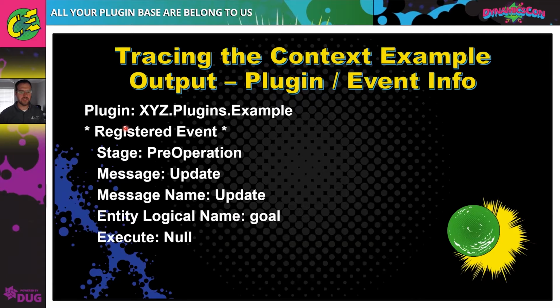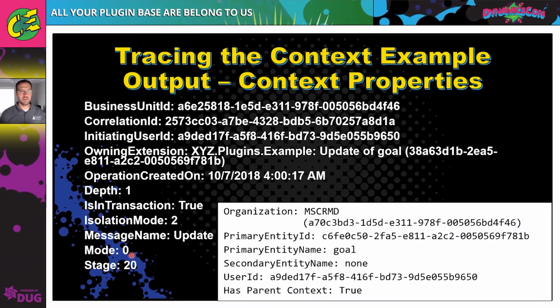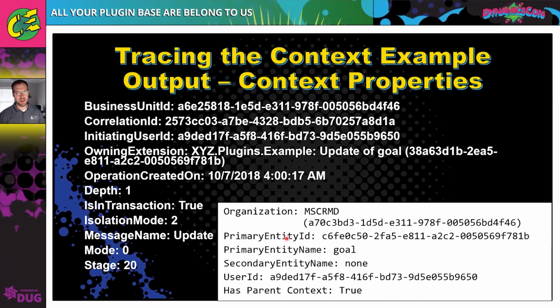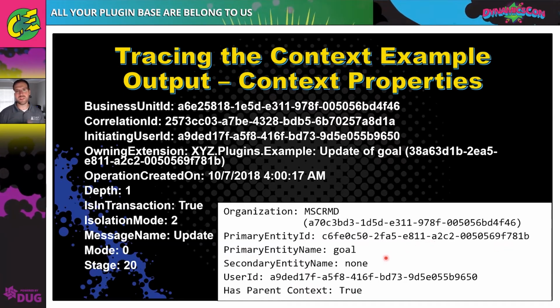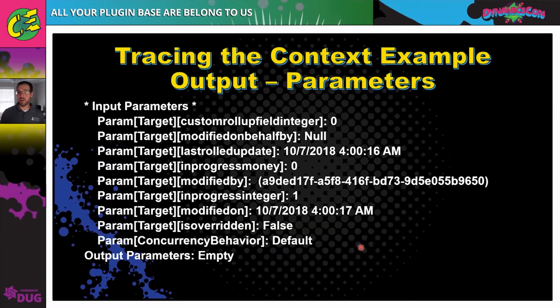So here's some examples. You'll see the plugin, the registered event, stage, message, and the logical name, what the execute name actually is, if there is an execute method to call there, business unit, correlation, owner ID, mode, stage, primary entity ID, primary entity name, all that kind of fun stuff. And this is usually very helpful when you're debugging, to be able to go, oh yeah, this is the exact record that I'm dealing with, and then you can go look at the record to see why this particular plugin would have failed.